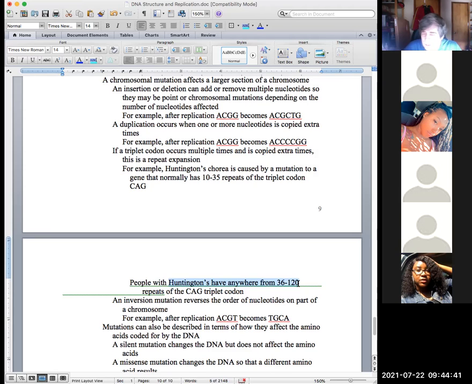And we can give you some pretty grim news about Huntington's disease, because the more repeats you have, the younger you'll be when you get Huntington's disease. And the bad news is Huntington's disease is really a devastating disease.